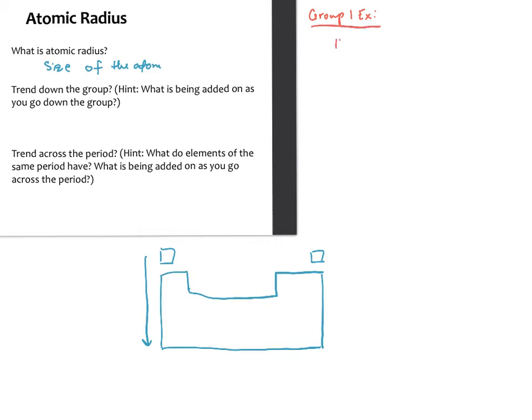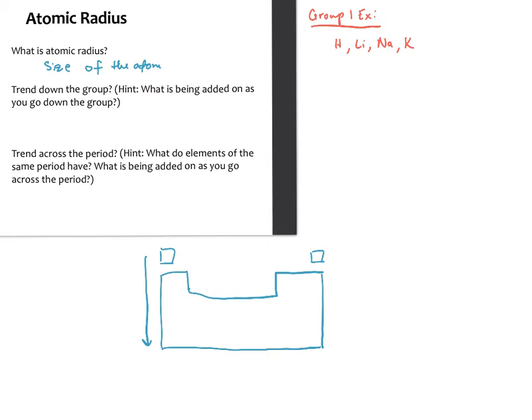So looking at hydrogen, lithium, sodium, and let's do potassium as well. So these 4 are different examples. Those in the same group have the same number of valence electrons, but as you go down, they're in different periods. So they have different numbers of electron shells.